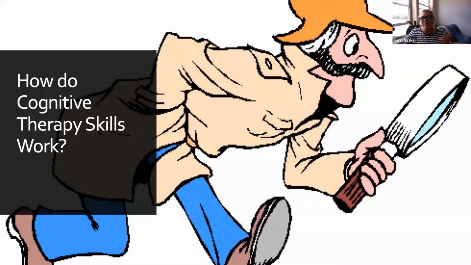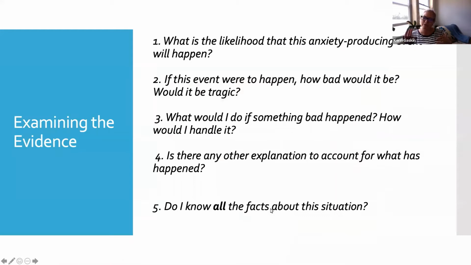So when we're looking at examining the evidence, and I love the idea of detectives, as I've talked about before, when we really think about it, we want to ask some very specific questions. Scientists and detectives are really good at asking the right kinds of questions to better understand situations. When we really develop our own cognitive skills, we begin to know which questions to ask to best explain any anxiety-producing situation. So for example, we might ask, what is the likelihood that this anxiety-producing event will actually happen?